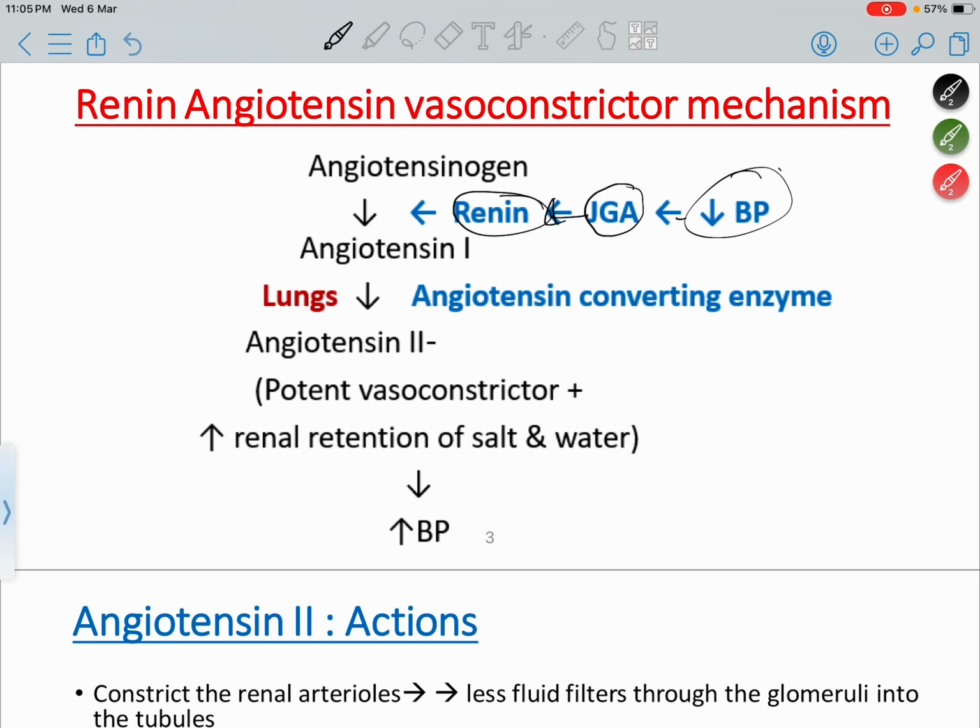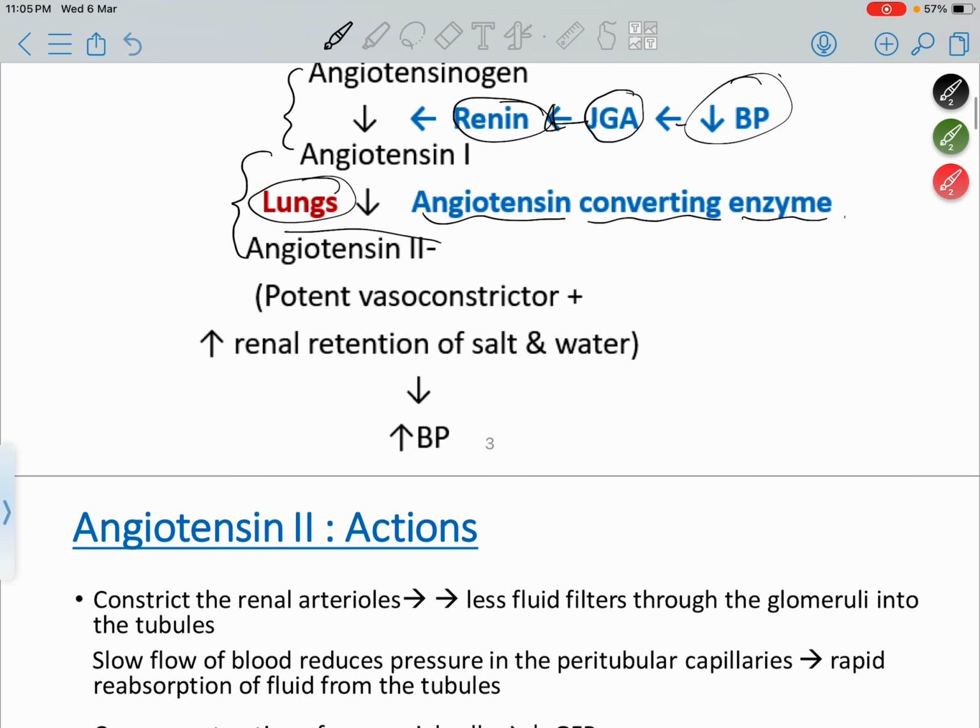What does renin do, you know? Renin converts angiotensinogen to angiotensin 1, and angiotensin 1 is further converted to angiotensin 2 by the angiotensin converting enzyme, which is present in the lungs. The role of angiotensin 2 is that it is a potent vasoconstrictor, which constricts the blood vessels.